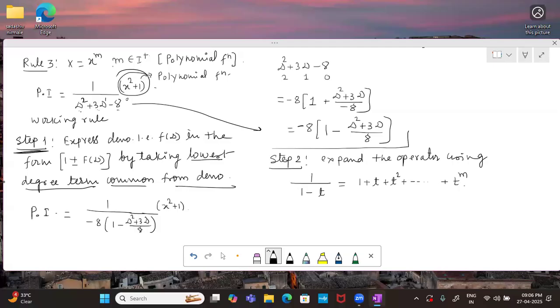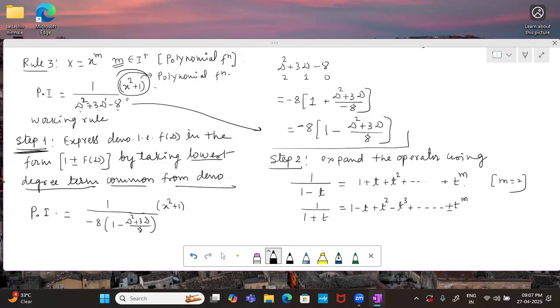Here m is, what is m? M is the power of x. Here power of x is 2. So here in our case m is 2. Or another formula to expand this by binomial theorem is like this: 1 upon 1 plus t. When it is 1 plus t, alternate terms will be negative like this, up to t raised to m, again plus or minus. So this is the way to expand.